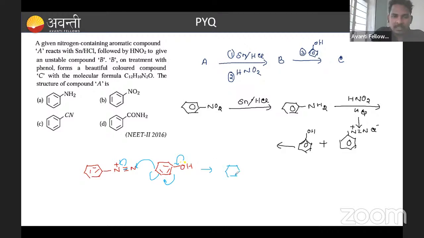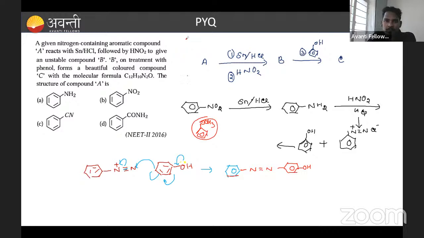We have this one, N double bond N, and after that we have benzene OH. Instead of phenol, you can take aniline also. Any group which is an electron donating group, like this one, you can also take OCH3. This also does the coupling reaction. It will give a colored compound. Everyone understood this? So shall we proceed?